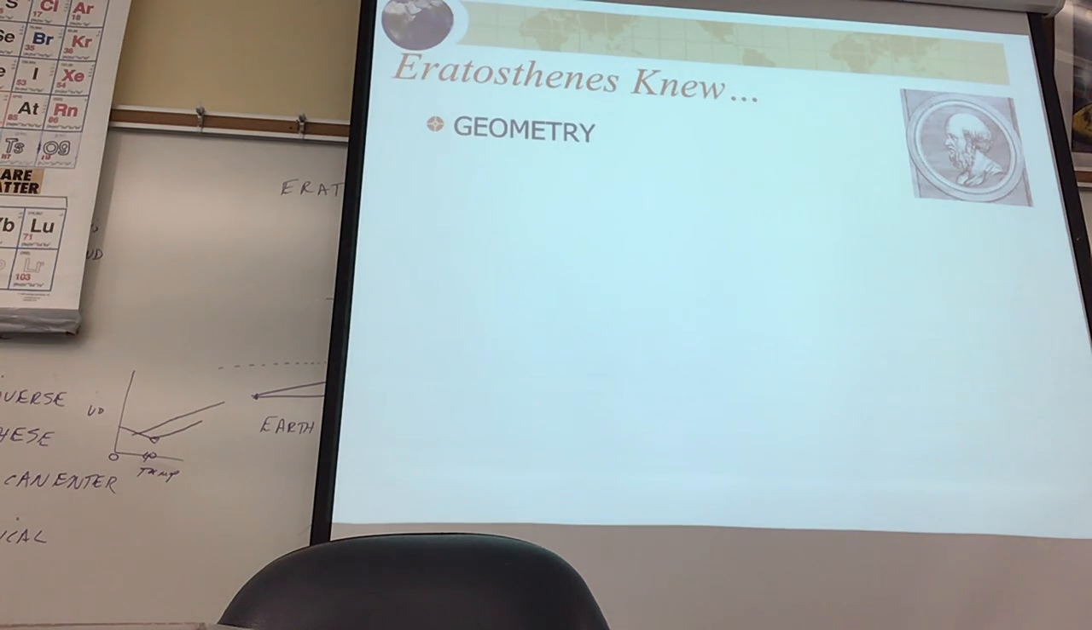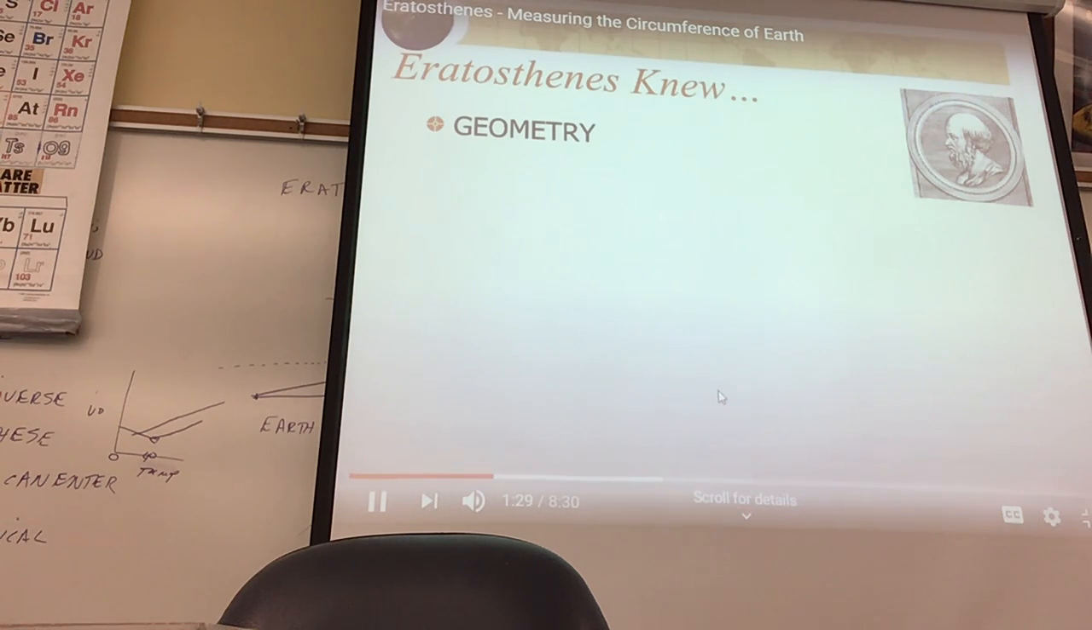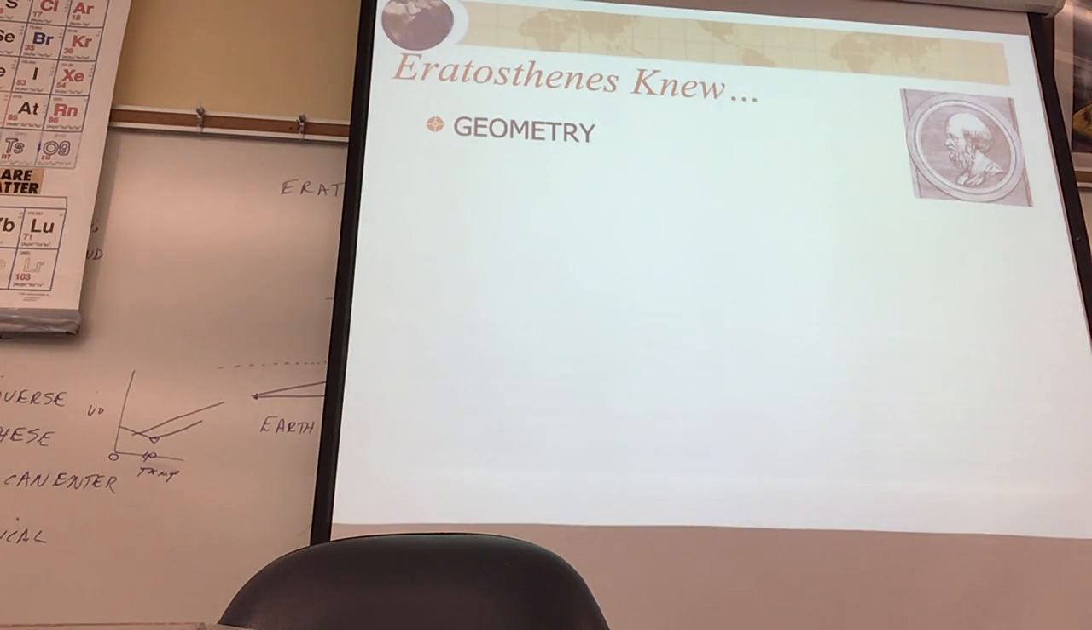Eratosthenes knew basic geometry. Now, geometry is far more than measuring lines, angles, triangles, and other shapes. Take apart the word: geo, earth, metry, measurement. Geometry is the science of measuring the earth, and Eratosthenes helped develop many of those principles. Eratosthenes knew the earth was round. 300 years earlier, the mathematician Pythagoras helped establish the Earth was round by observing lunar eclipses.